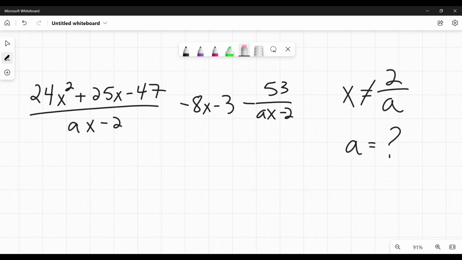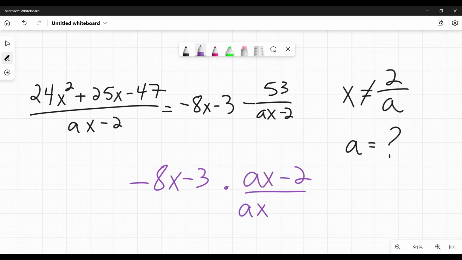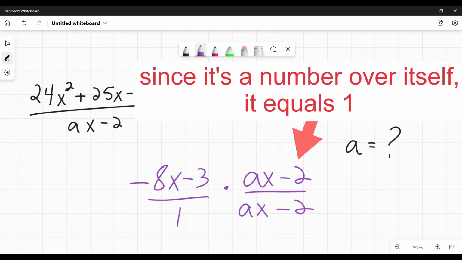So in order to get rid of the fraction, we have to go further into the abyss, further into the fraction. And we need to change this negative 8x minus 3 into a fraction with ax minus 2 as the denominator. So the way you do that, you change it by multiplying by 1. And any number over itself, besides 0, is going to be equal to 1. So I can multiply this by (ax minus 2) over (ax minus 2). Just like that. And that will get me a fraction with ax minus 2 on the bottom.